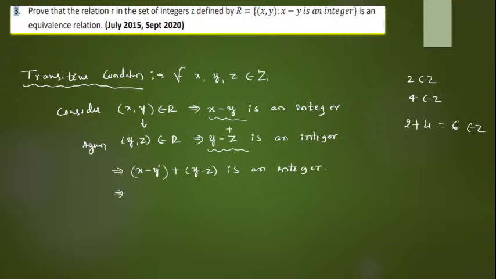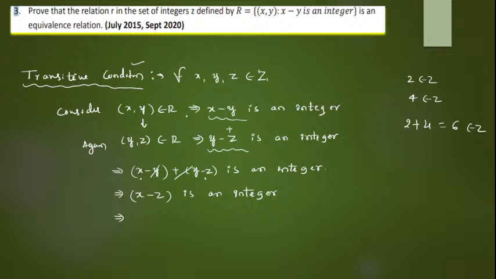This implies here, minus y and plus y, the same procedure, you have to follow in a transitive condition. Minus y plus y get cancelled. What is remaining? x minus z. So x minus z is an integer. Clear? So if x minus z is an integer, read the condition here.